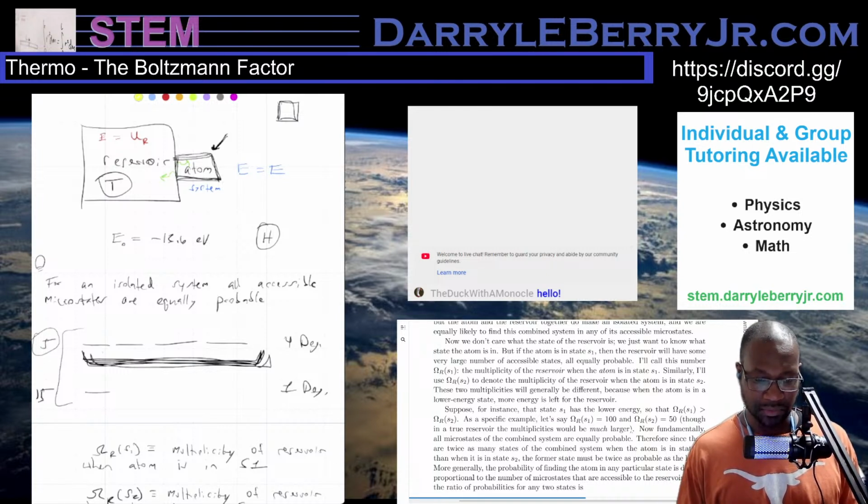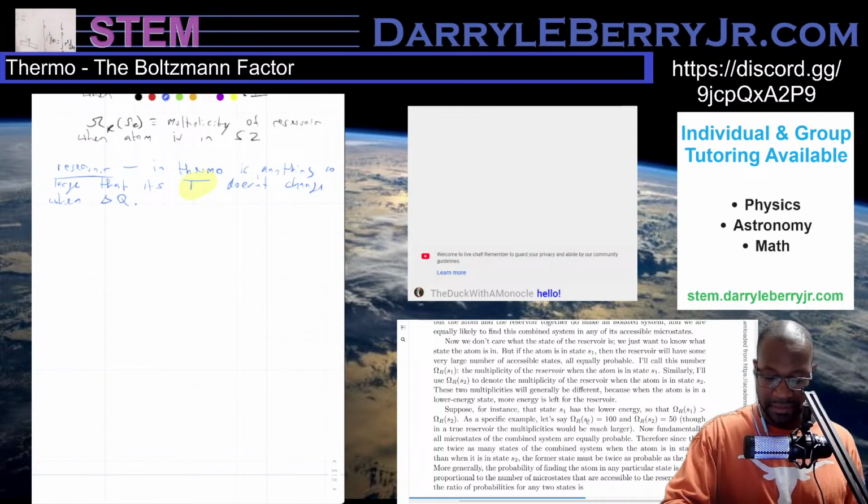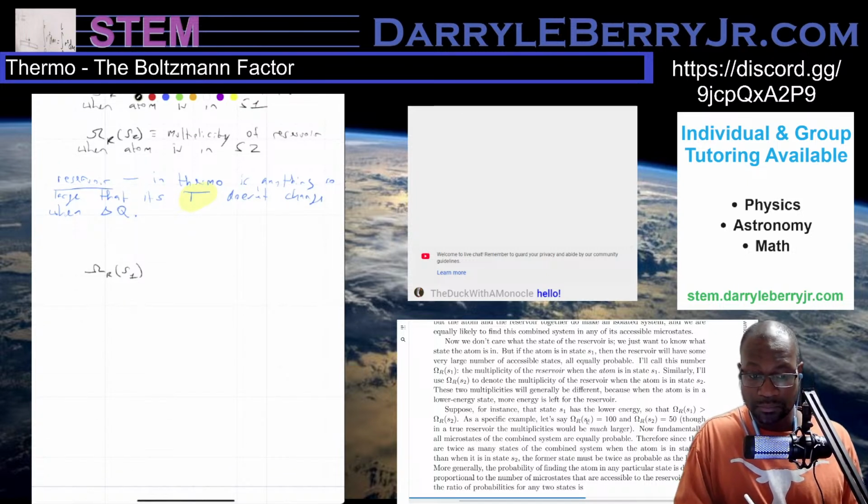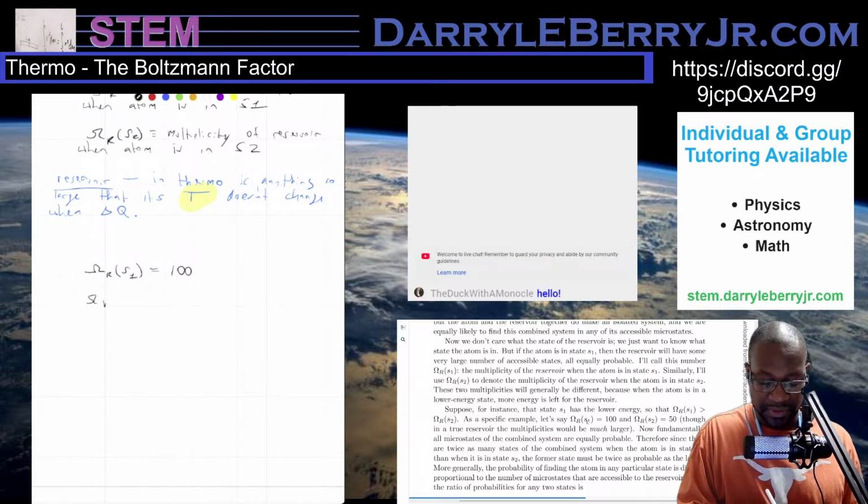As a specific example, let's say that the multiplicity of the reservoir when the electron is in state 1, or the atom is in state 1, is 100. And the multiplicity of R when the electron is in state 2 is 50.